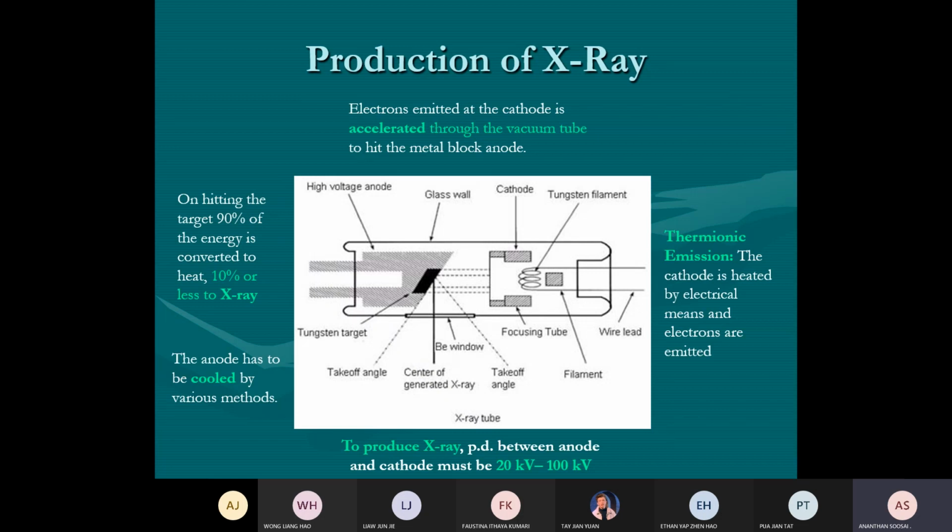So the efficiency of the X-ray tube, how much? Less than 10%. Most of the time it's like 1% efficient. Okay, 1% changes to X-ray, and so the X-ray comes out. To produce X-ray, the electron needs to be accelerated by a voltage of 20 to 100 kilovolt.